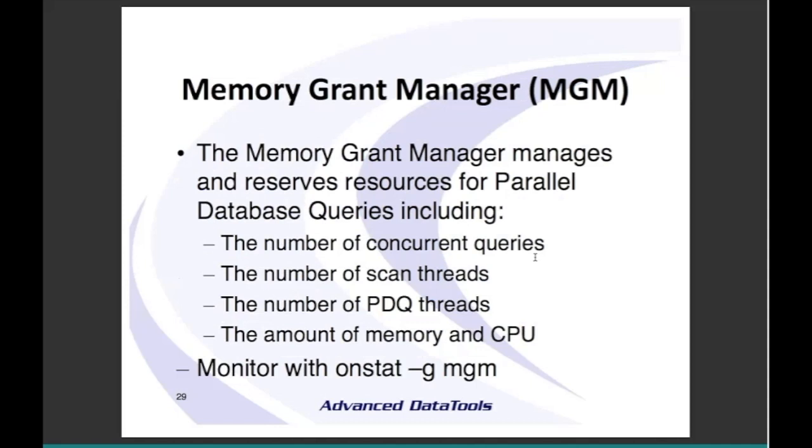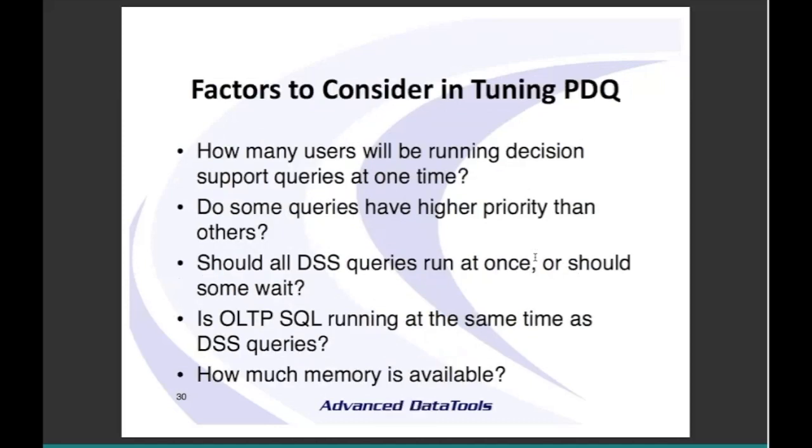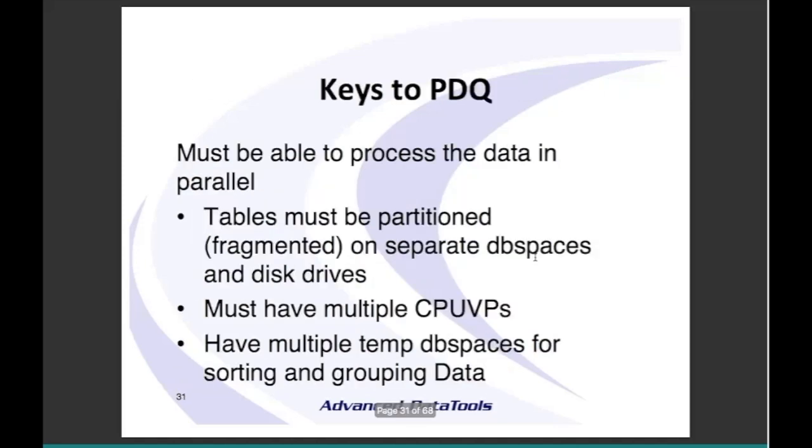And the key thing is you don't want to use PDQ priority when you have OLTP queries running. Now, partitioning tables will benefit without PDQ priority, and I'll show you that in a minute when we go through some set explain examples. But with PDQ priority turned on, you can get a little bit better performance. So the key is your table must be partitioned for this to work. You've got to have multiple CPUs to take advantage of multiple threads, and you really need multiple temp spaces.